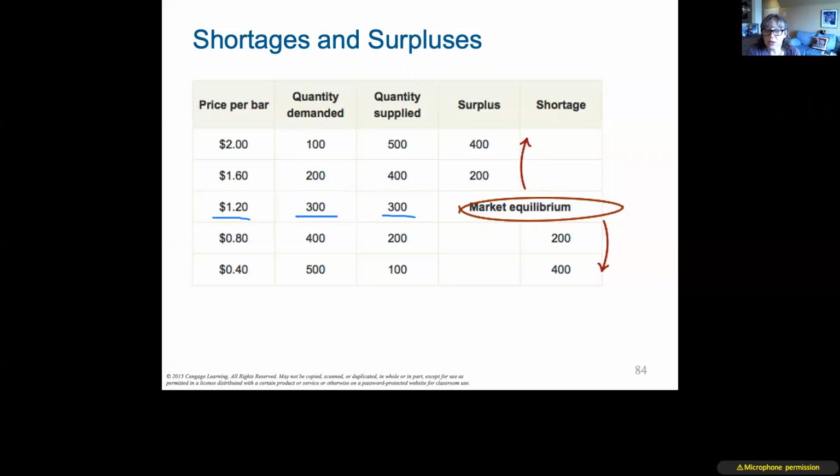And you can see the math here to calculate the surplus and the shortage. For instance, if the supplied is greater, for instance, over here, at $2, the quantity demanded is only 100. The quantity supplied is 500. So 500 minus 100 is 400.